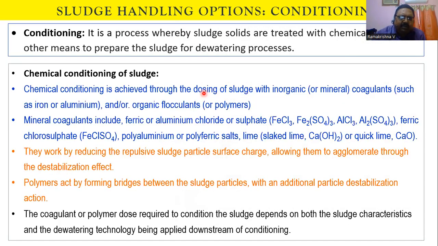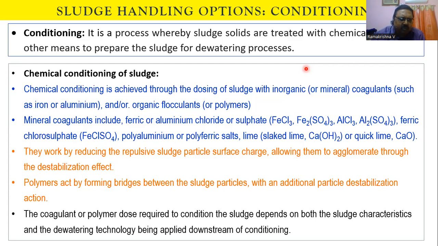Conditioning is a process where sludge solids are treated with chemicals or various other means to prepare the sludge for dewatering purposes. What type of chemicals are we going to use? Chemical conditioning is one such process. It can use inorganic or mineral coagulants such as iron or aluminum, or organic coagulants or flocculants such as polymers.